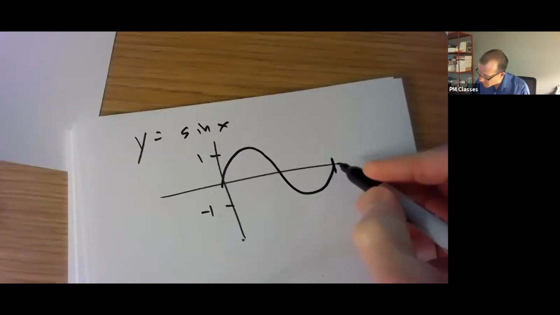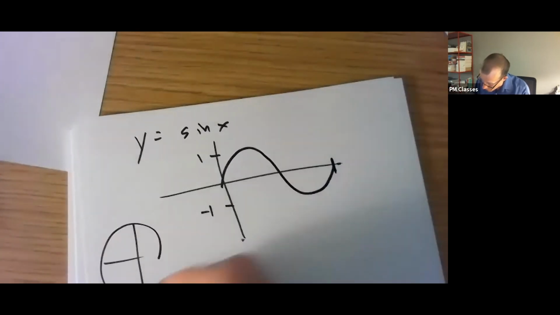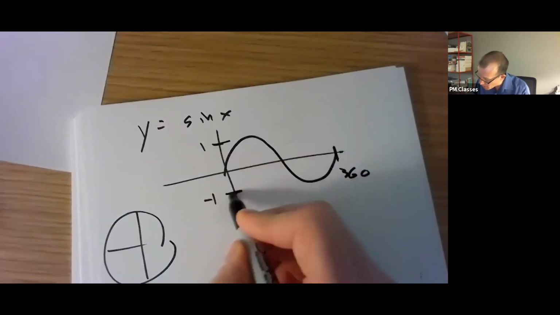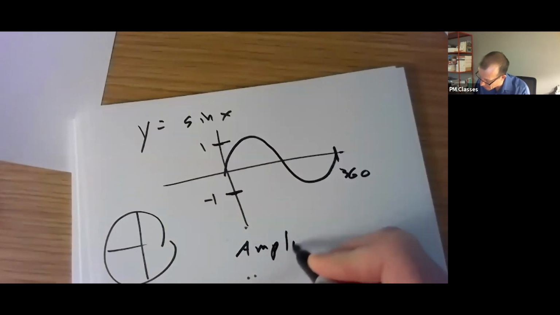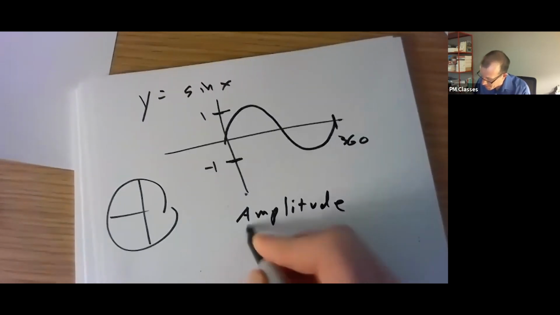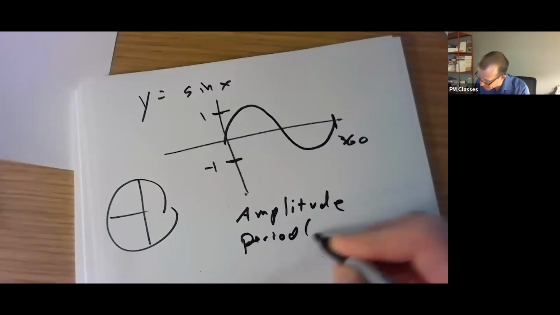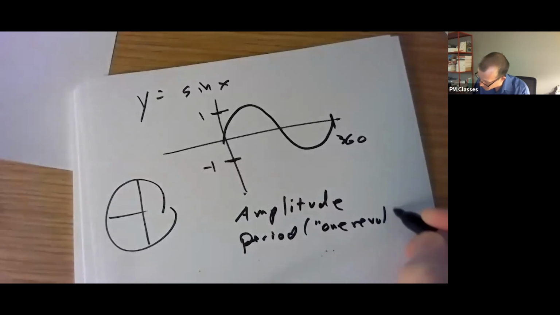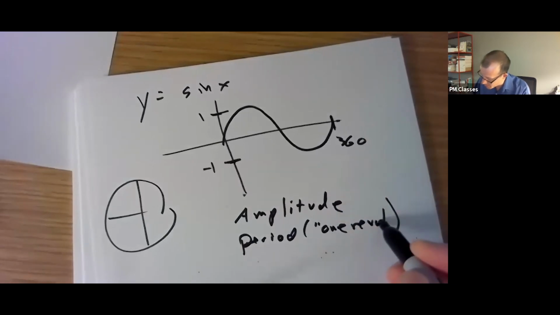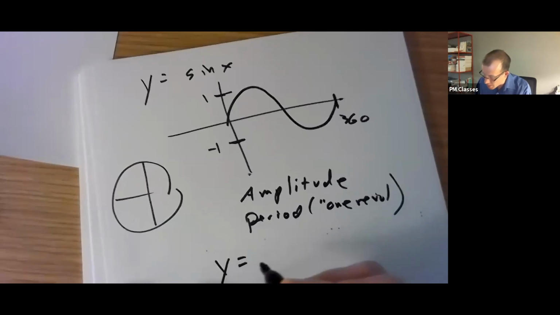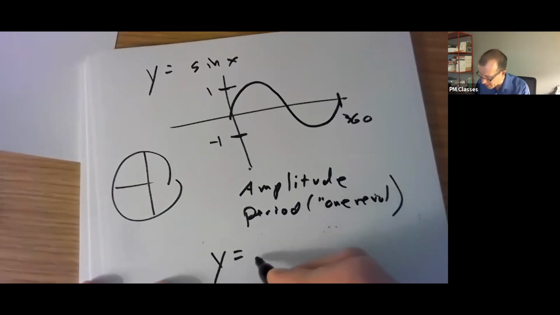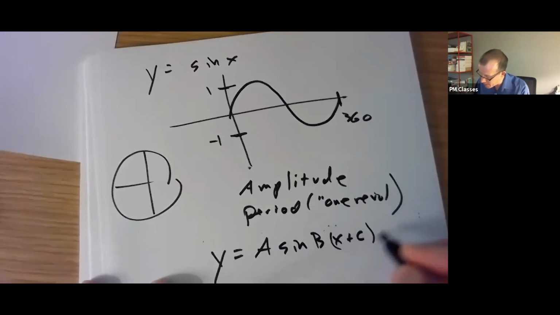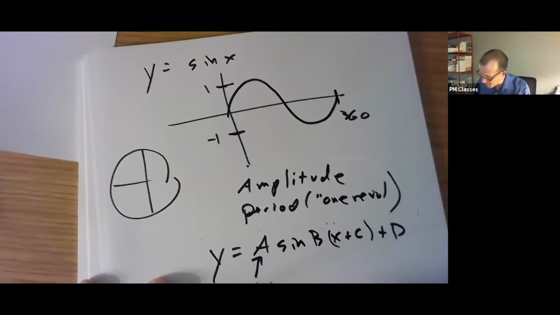How long to make a full revolution? Well, all the way around, 360 degrees. So this thing, how high or how low, is what's called the amplitude. The period is how long it takes for one revolution, basically. 360 degrees. There's a really nerdy formula. Again, this is pretty sophisticated, but they can ask you about this: y equals a sine bx plus c plus d. A, again, is the amplitude.